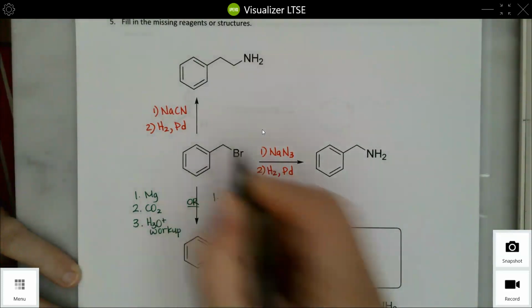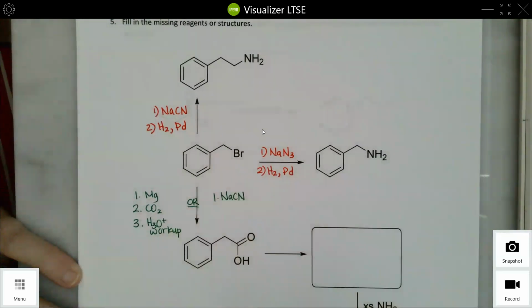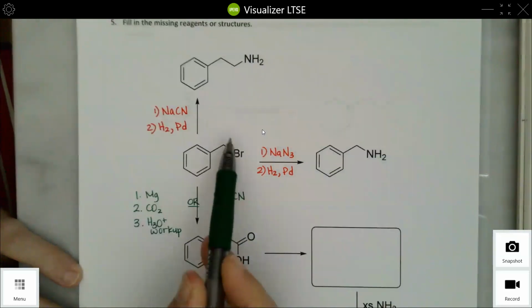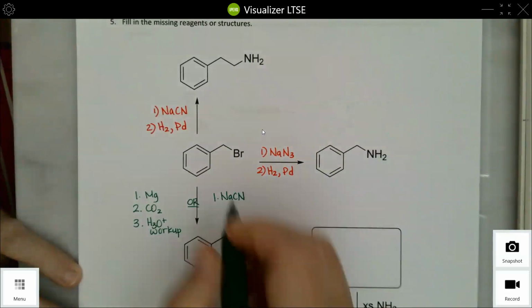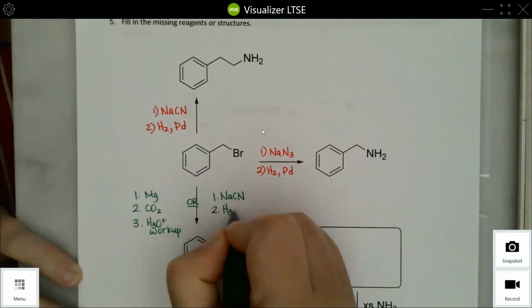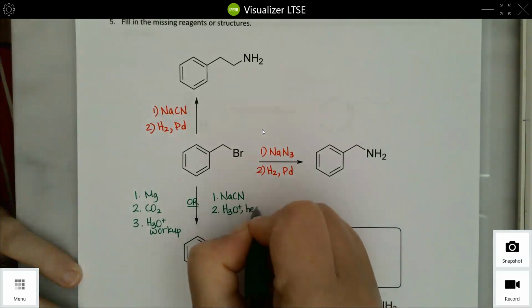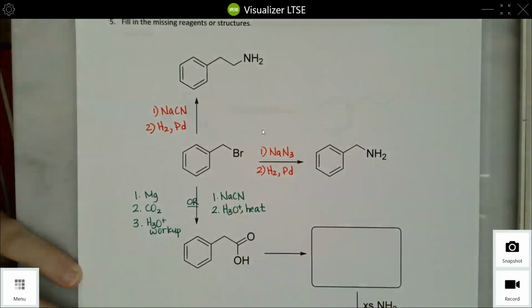Or because this is a primary carbon, we also have the option to use sodium cyanide. This only works with unhindered alkyl halides because it does require an SN2 reaction. And we can do a hydrolysis of the resulting nitrile. It takes a lot of heat, but eventually you can get to the carboxylic acid.